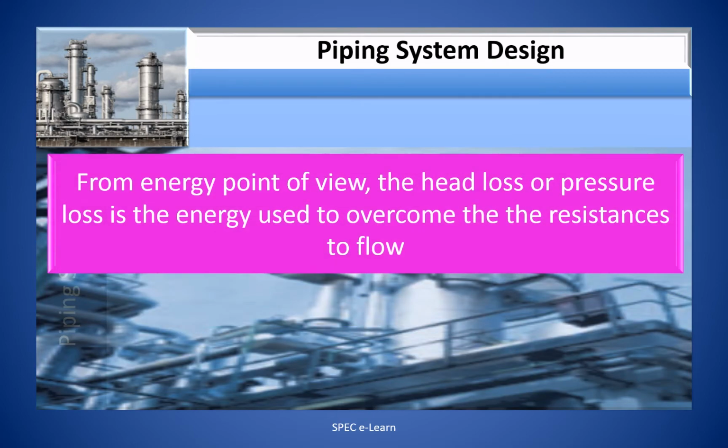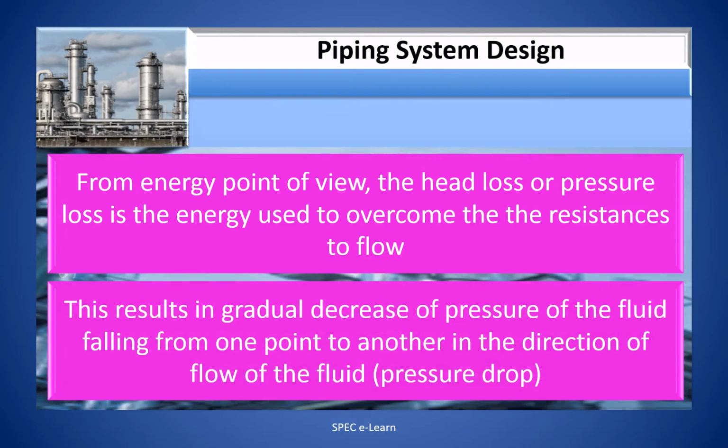From the energy point of view, the head loss or pressure loss is the energy used to overcome the resistance to flow. This results in a gradual decrease of the pressure of the fluid falling from one point to another in the direction of flow of the fluid.